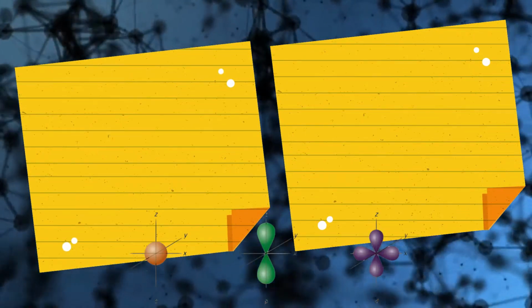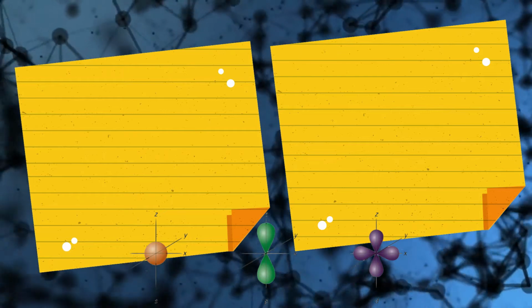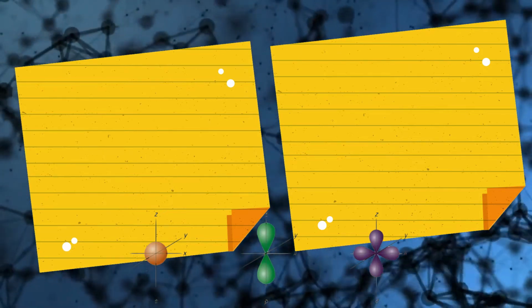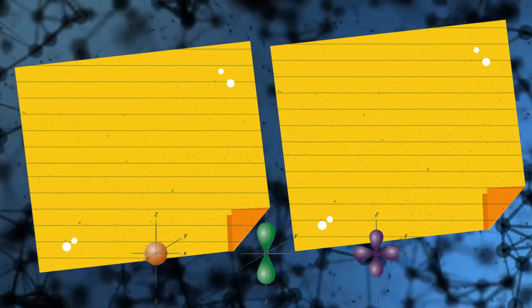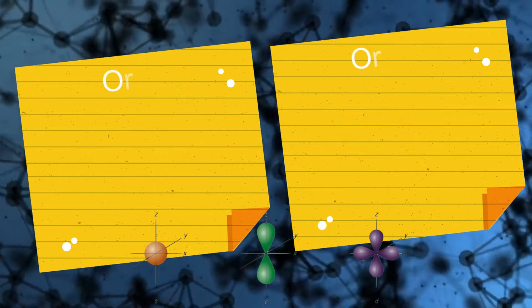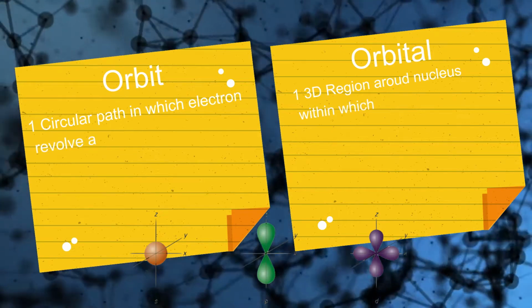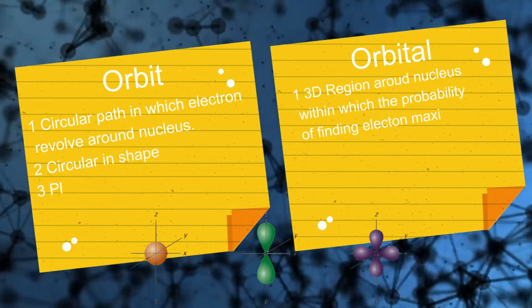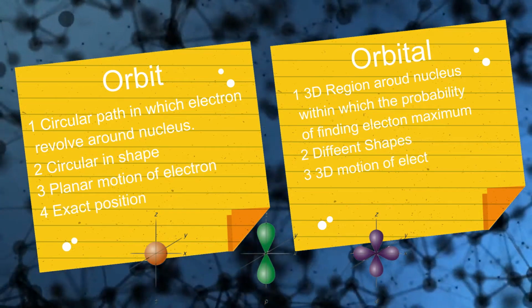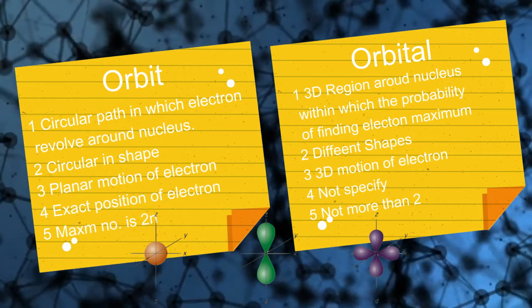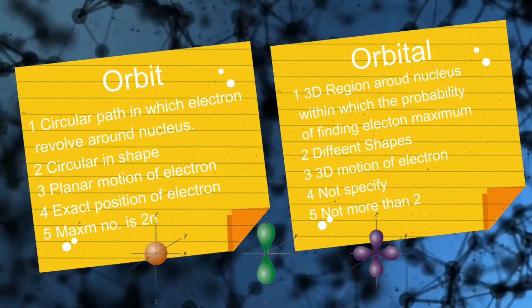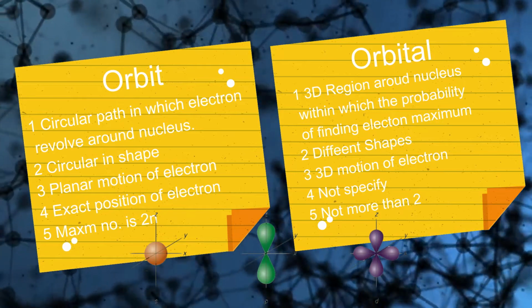Orbit and orbital. We will see the difference between these 2, orbit and orbital. Orbit, as postulated by Bohr, is a defined circular path at a definite distance from the nucleus in which the electron revolves around the nucleus. Orbits are designated by the capital letters K, L, M, N, etc.